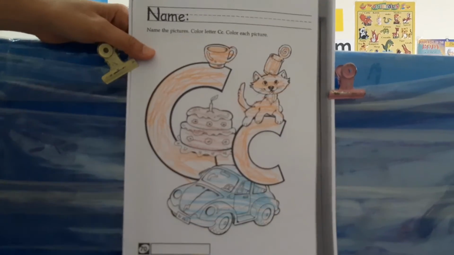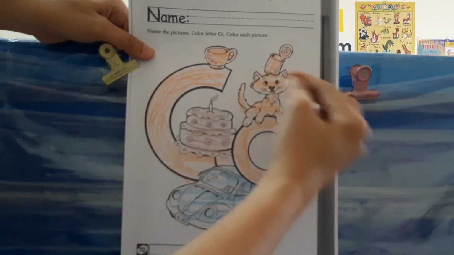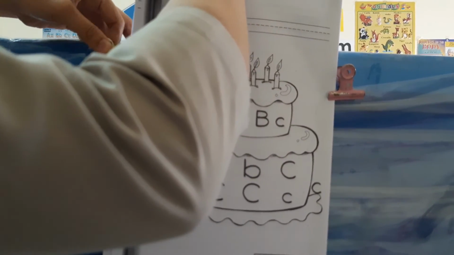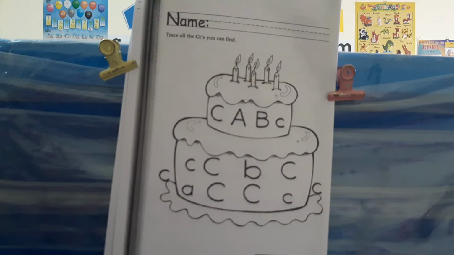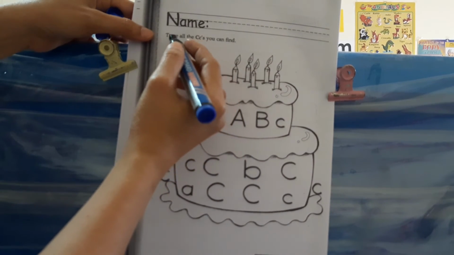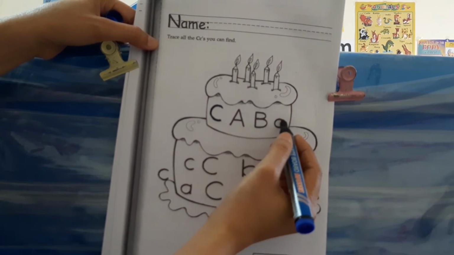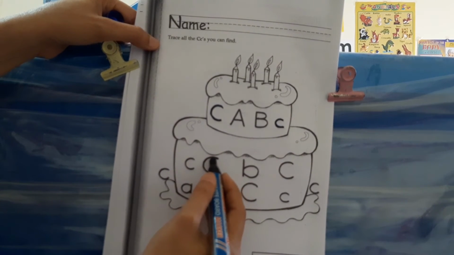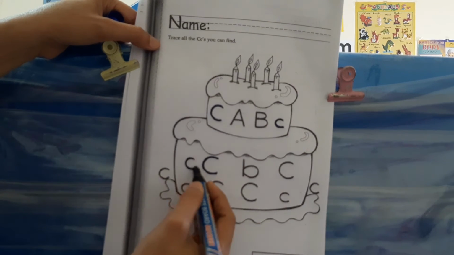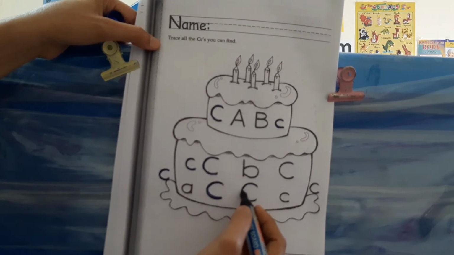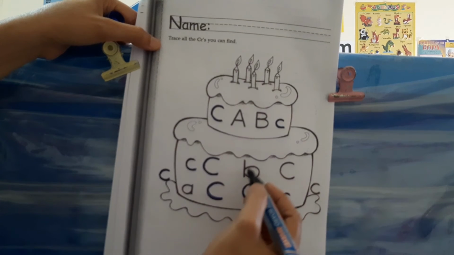Okay, then let's go to the next activity. Children, can you do like this? Very good. Here is the big cake, and I want you to find the letter C. Can you find the letter C? Then trace all the letter C. You can do it like this. This is the letter C now. If you want to circle, that's fine also, children. But it was instructed here that you have to trace the letter C so you can practice how to write the letter C. This is the letter C, this is not the letter C.